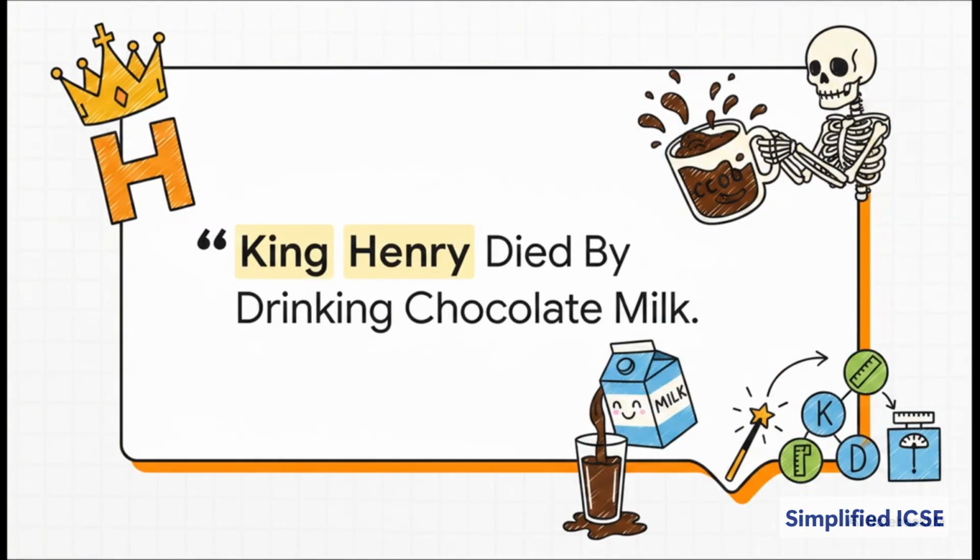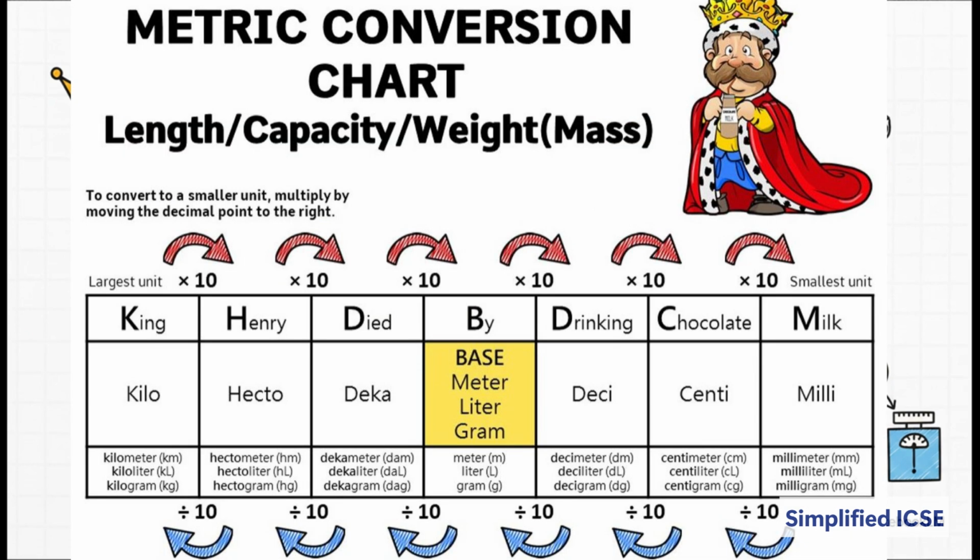And there it is. King Henry died by drinking chocolate milk. That's it. I'm not kidding. This one sentence is basically the magic wand that's going to turn all that metric confusion into pure metric confidence. Go ahead, commit this to memory because we are about to unlock its power.